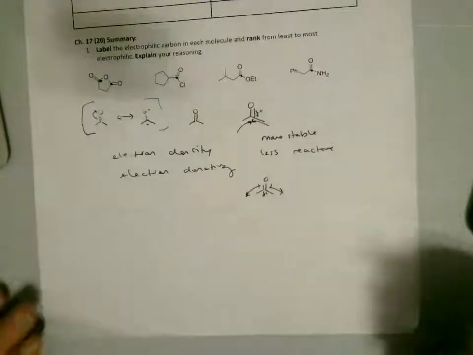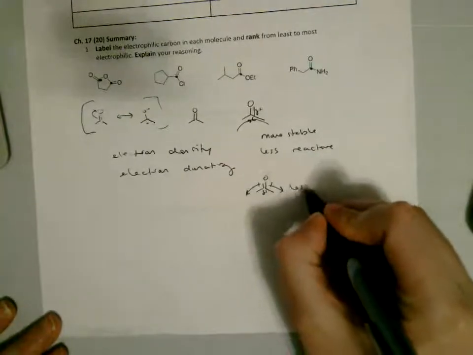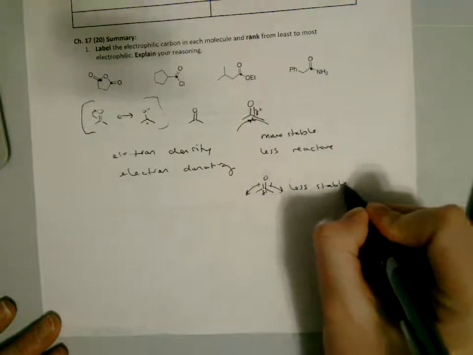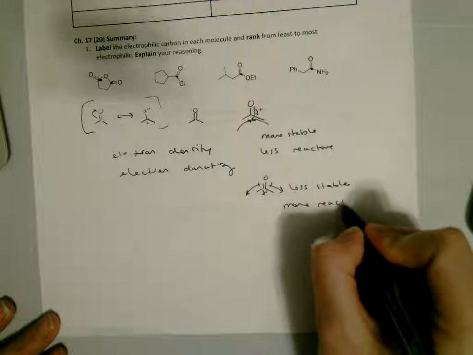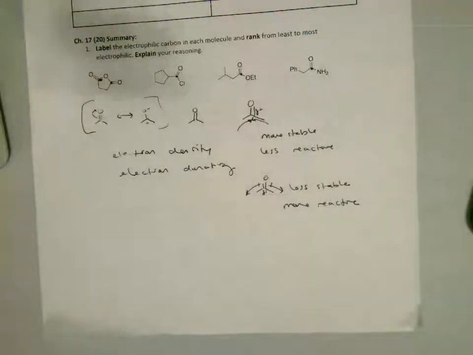So if you had that, that would make it less stable, and things that are less stable are more likely to react. So really what we're looking at is what on here is going to be stabilized by electron donating groups, making it less reactive, less electrophilic, react more slowly, and what is destabilized by electron withdrawing groups and what will make it less stable.